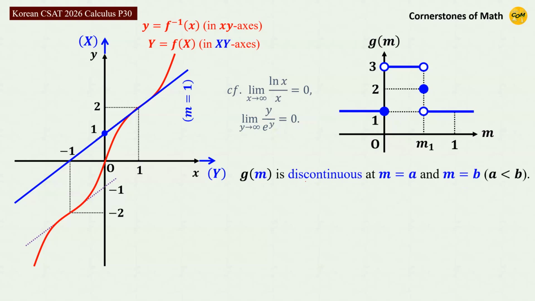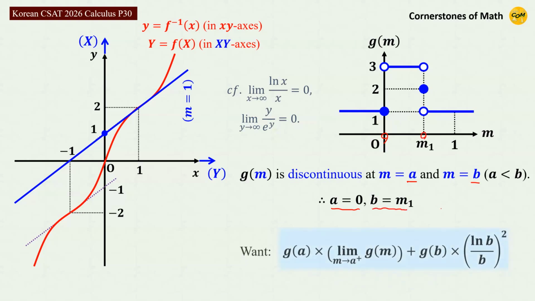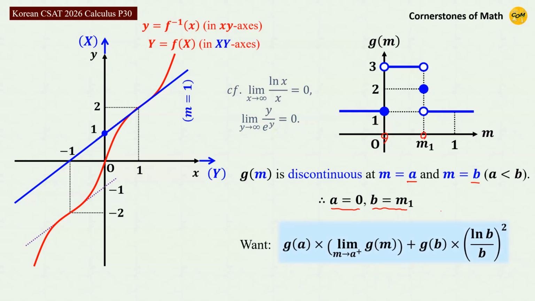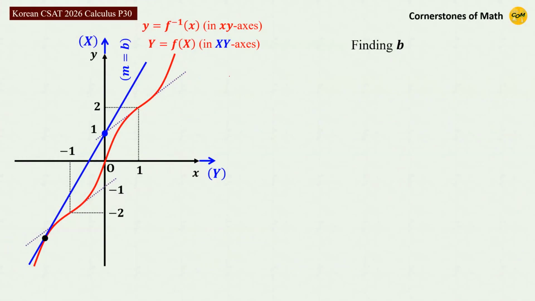Since g of m is discontinuous at m equals a and b, this means that a equals 0, that is this point, and b equals m1, this point. In the end, we must do some calculations involving a and b, so let us try to obtain the value of b, which is m1, which is for the tangent case. So we have the tangent case here, with m equals b, which was previously written as m1.